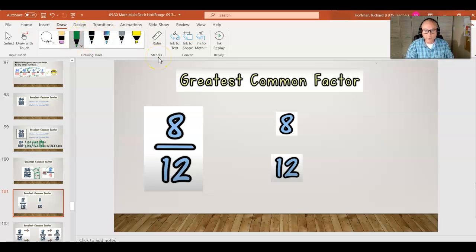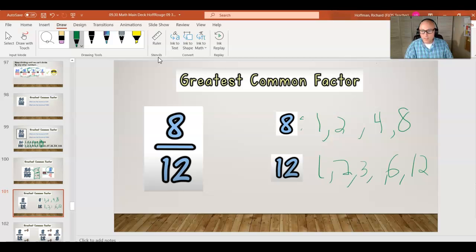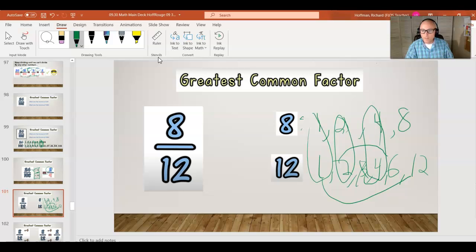Okay, so let's see, greatest common factor. What are the factors of 8? 1 times 8 is 8. 2 times 4 is 8. That's it. Now 12: 1 times 12 is 12, 2 times 6 is 12, and 3 times 4 is 12. What's the greatest common factor? It could be 1, could be 2, not 3 though, and 4. It looks like 4. 4 is the winner.